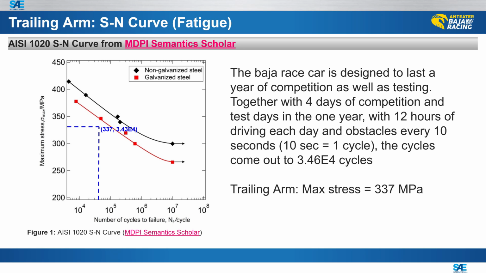A situation where the part may be exposed to long-term use is the bump force condition. Through the estimated competition and testing usage of the race car, the cycles needed is 10 to the 4th power. Since the max stress computed from bump force is 337 megapascals, this point can be plotted under the S-N curve for AISI 1020 to show fatigue is not a concern given the stated conditions.